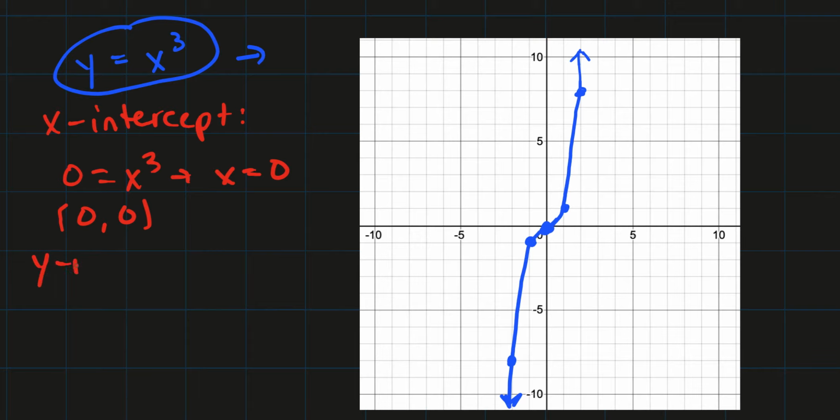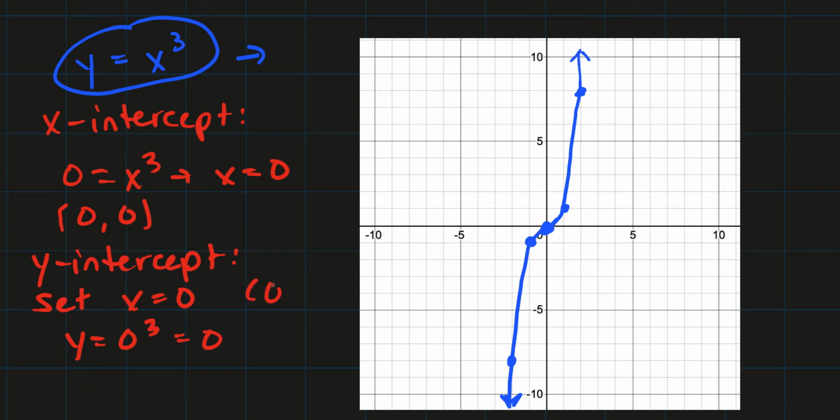For the y-intercept, we set x equal to 0. So y is equal to 0 cubed, which is 0. So we get the point 0, 0. So the x-intercept is the y-intercept, which is right here, the origin.